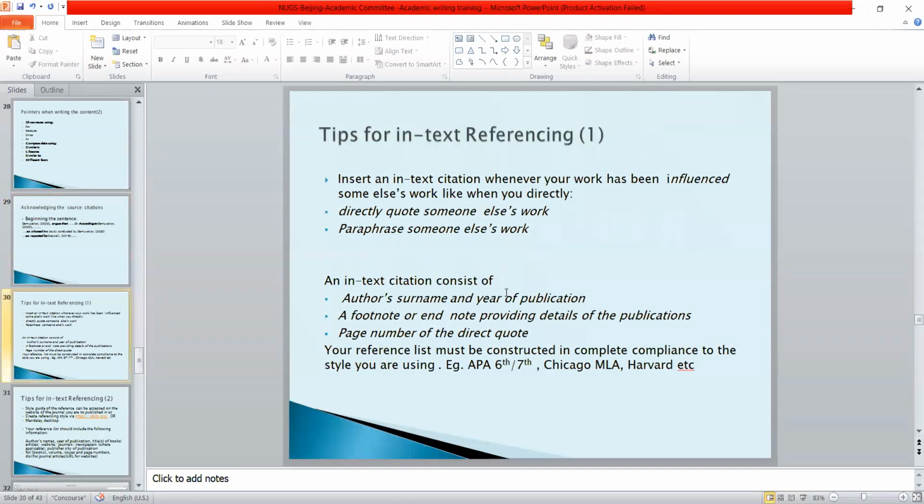Now, tips for in-text referencing. One of the challenges that we have has to do with referencing. When you are doing referencing, it is very important that we have what we call the in-text reference and the reference list itself. Insert an in-text reference whenever your work has been influenced by somebody else. If somebody has said a statement and you have decided to put it in a particular form, that statement is not from you. It must always be supported. Your statement has been influenced, so there is the need for you to support that.